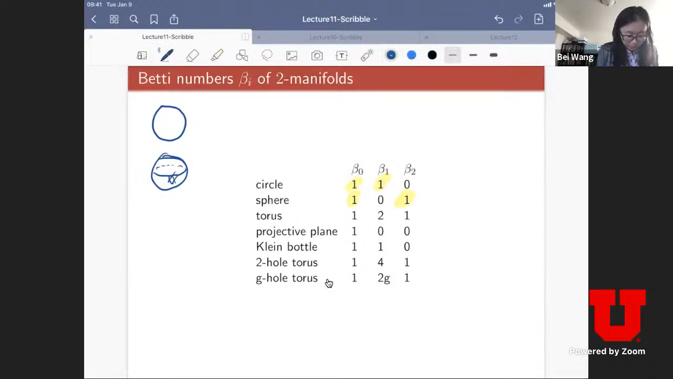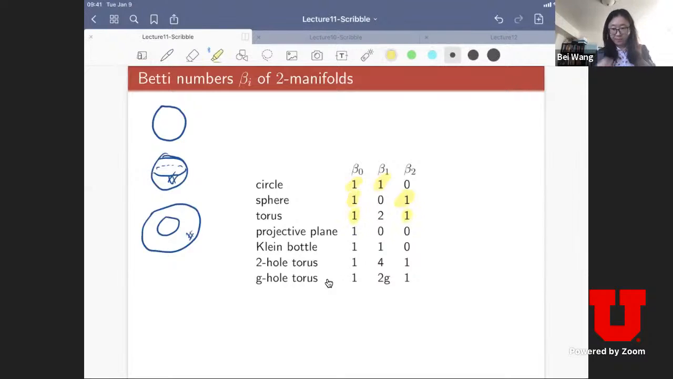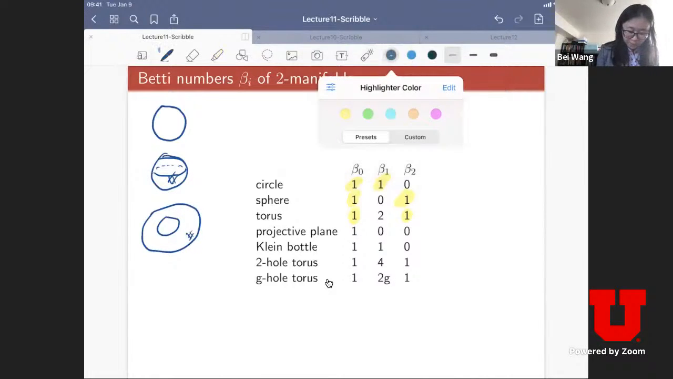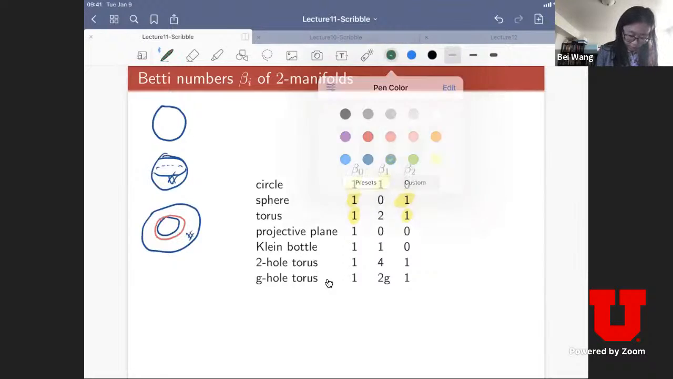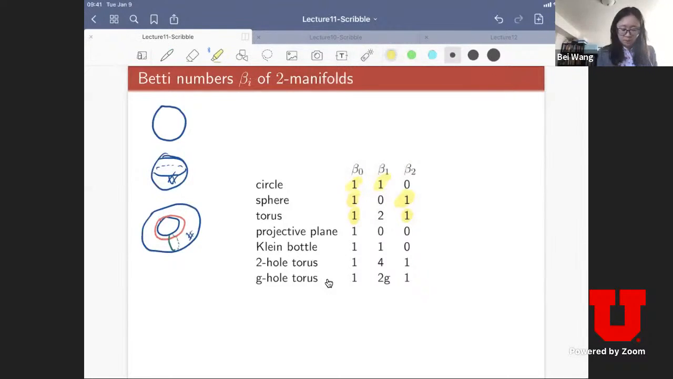A torus has one component, one void, because there is an inside versus outside. And there are two loops. By now, you should be somewhat familiar with what the two loops are. This is a first loop. This is a second loop of the torus. So it has two loops, so Betti 1 is 2.